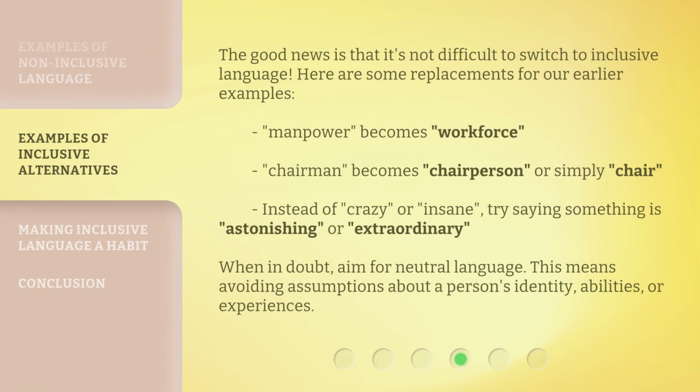The good news is that it's not difficult to switch to inclusive language. Here are some replacements for our earlier examples. Manpower becomes workforce. Chairman becomes chairperson, or simply chair. Instead of crazy or insane, try saying something is astonishing or extraordinary. When in doubt, aim for neutral language. This means avoiding assumptions about a person's identity, abilities, or experiences.